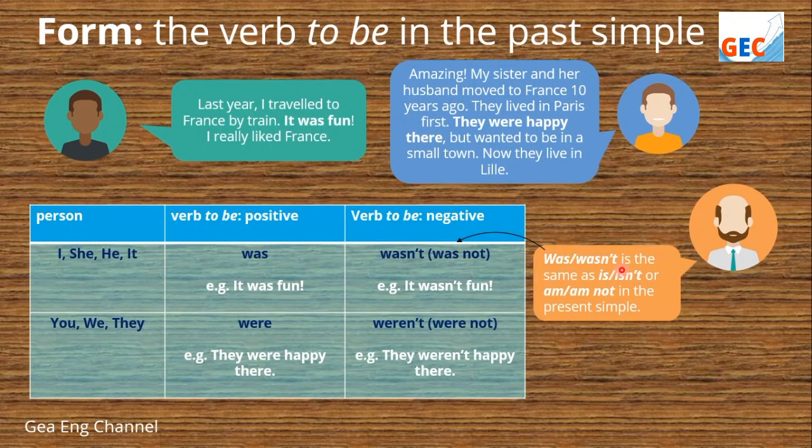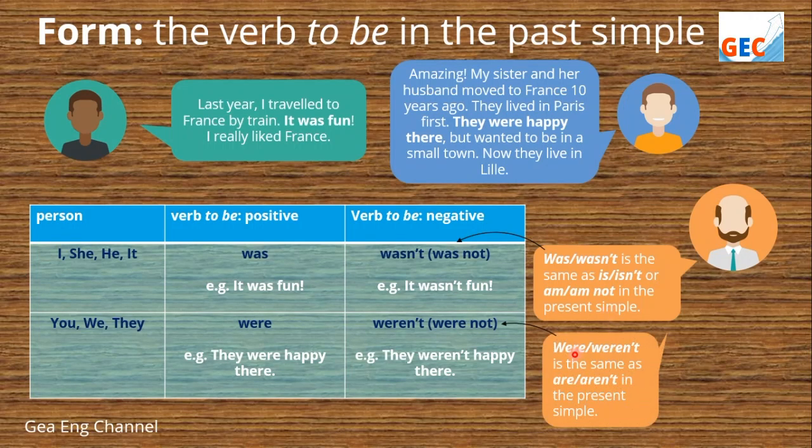Now was and wasn't is the same as is or isn't or am not in the present simple. And were or weren't is the same as are or aren't in the present simple.